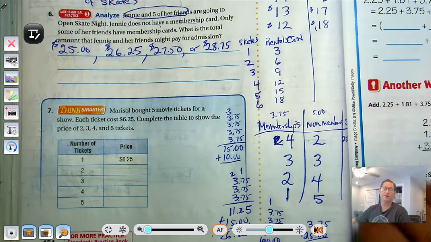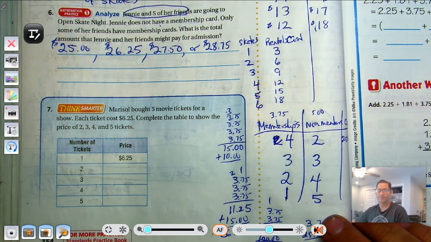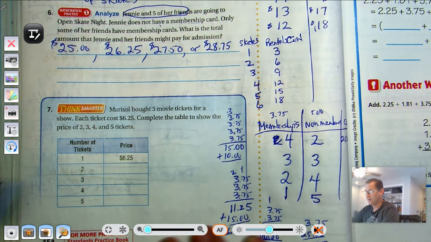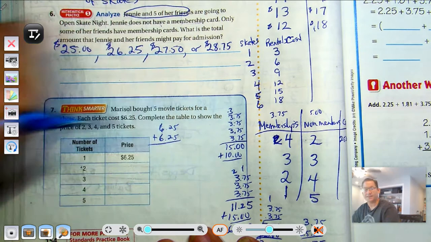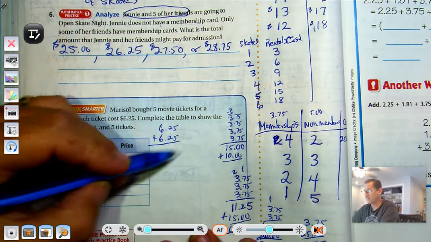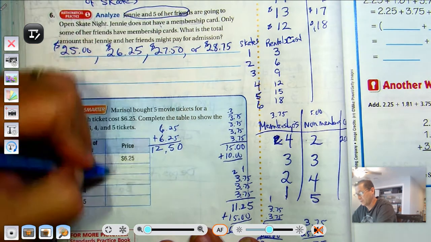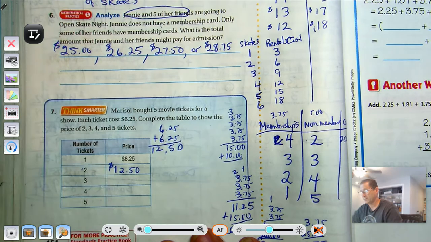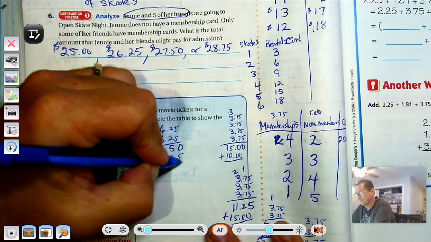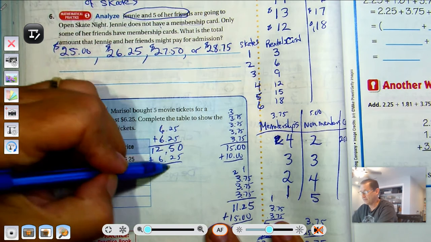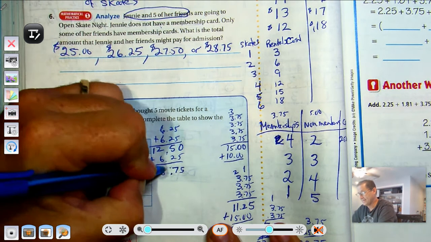Number 7, Marisol bought 5 movie tickets for a show. Each ticket cost $6.25. Complete the table for a price of 2, 3, 4, and 5 tickets. So if you buy 2 tickets, it would be $6.25 plus $6.25. Well, what's 25 cents plus 25 cents? 50 cents. $6 plus $6 is $12. So $12.50. Now let's add $6.25 to that. Well, 50 cents and a quarter is 75 cents. $12 plus $6 is $18.